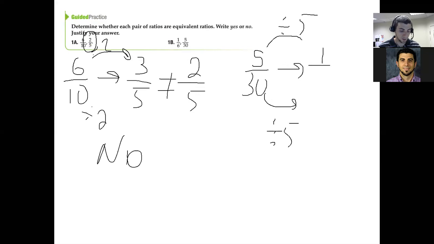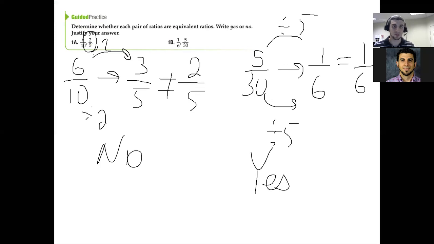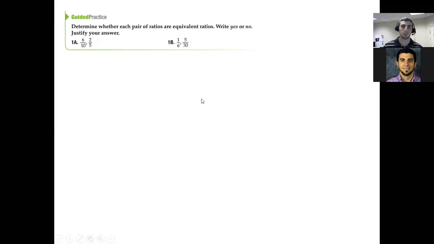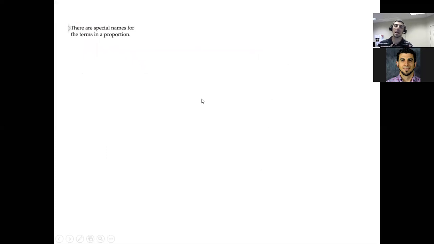And you get 1/6. That is equal to the other fraction, which is 1/6. So yes, these ratios are equivalent because when expressed in simplest form, they are the same. Okay, all right, there are special names for the terms in a proportion.